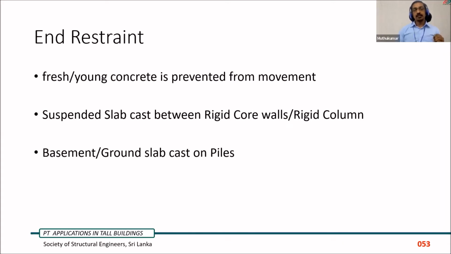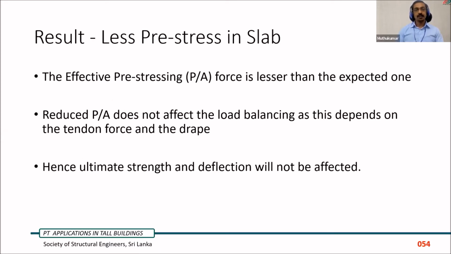In addition to this, there are some end restraints which happen when fresh concrete is laid on top of an existing floor. It happens when we are casting in 2 stages for a transfer plate, when a suspended slab is cast over a rigid core wall or rigid column, and when the basement or ground slab is cast exactly on the piles. So this results in lesser than expected pre-stress in the slab.